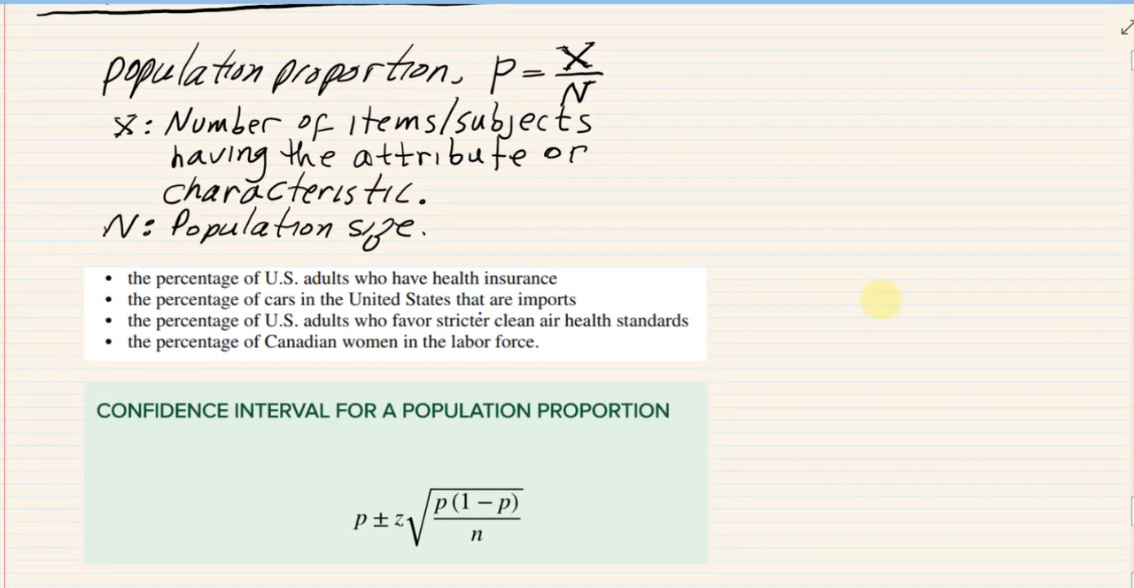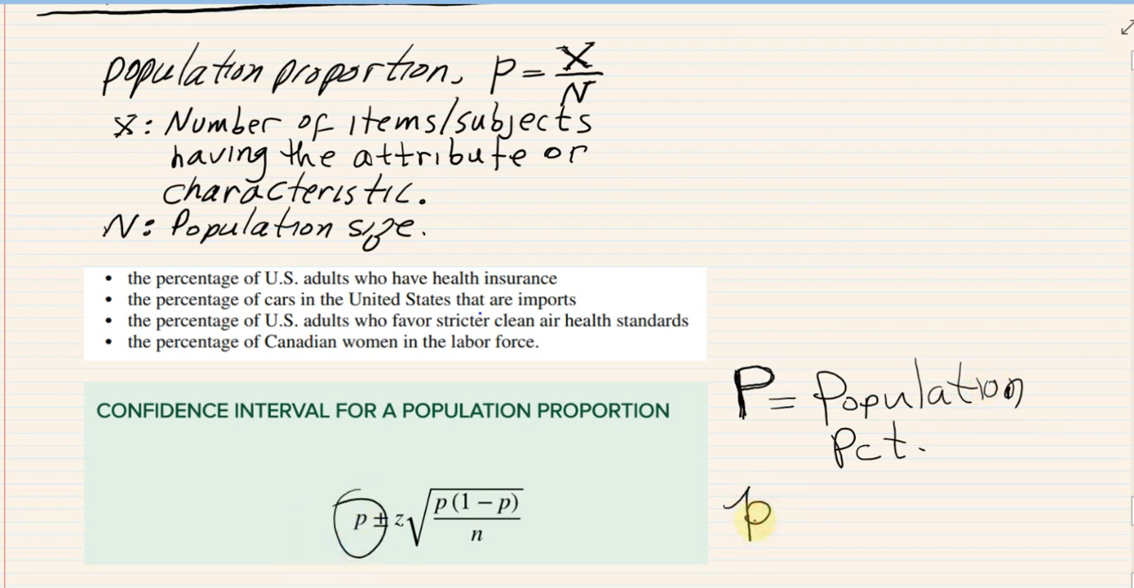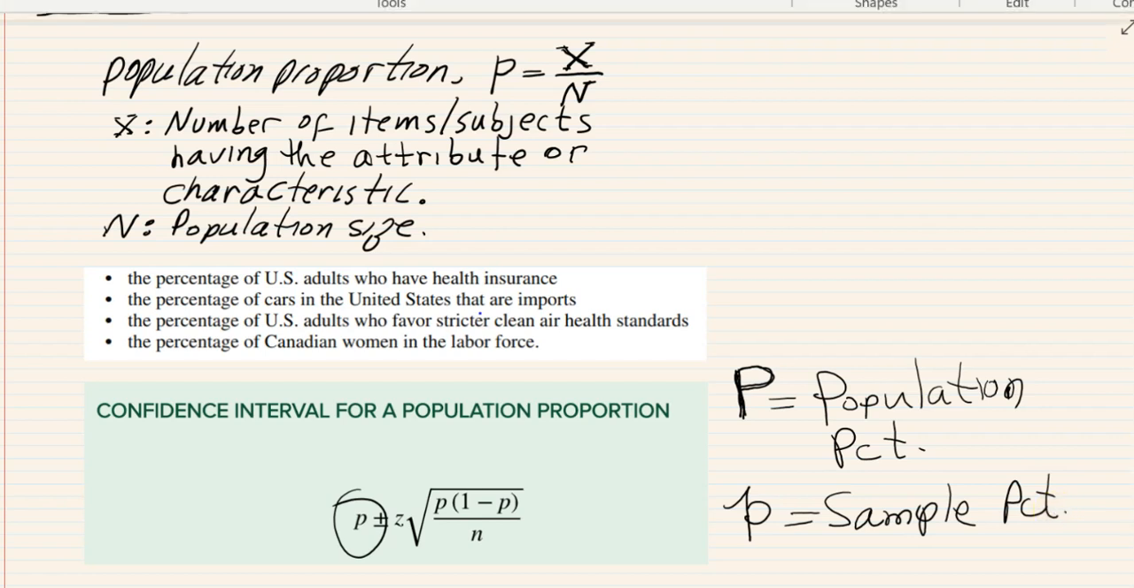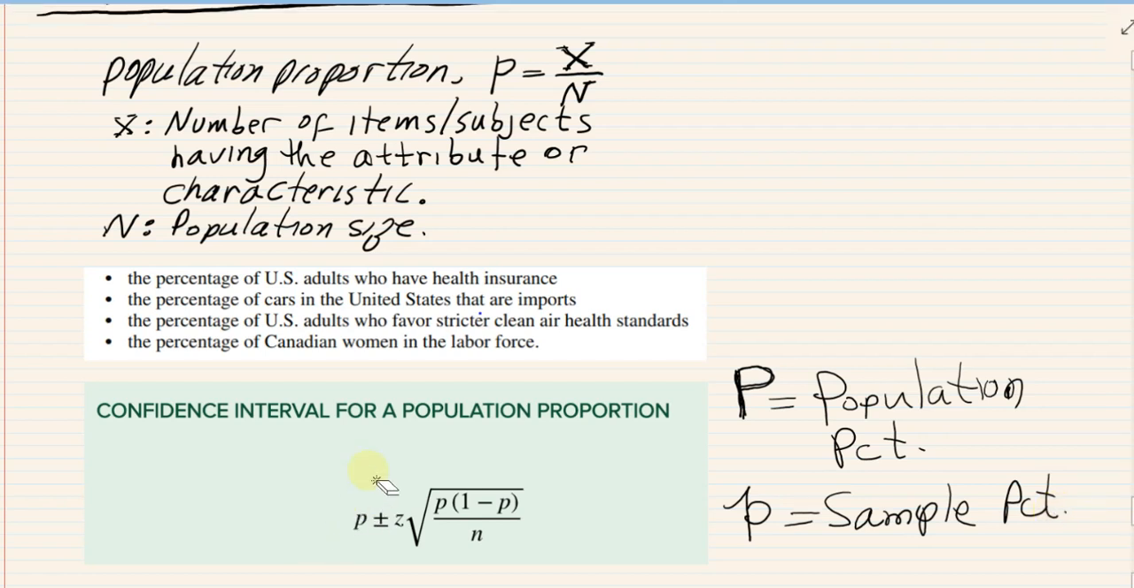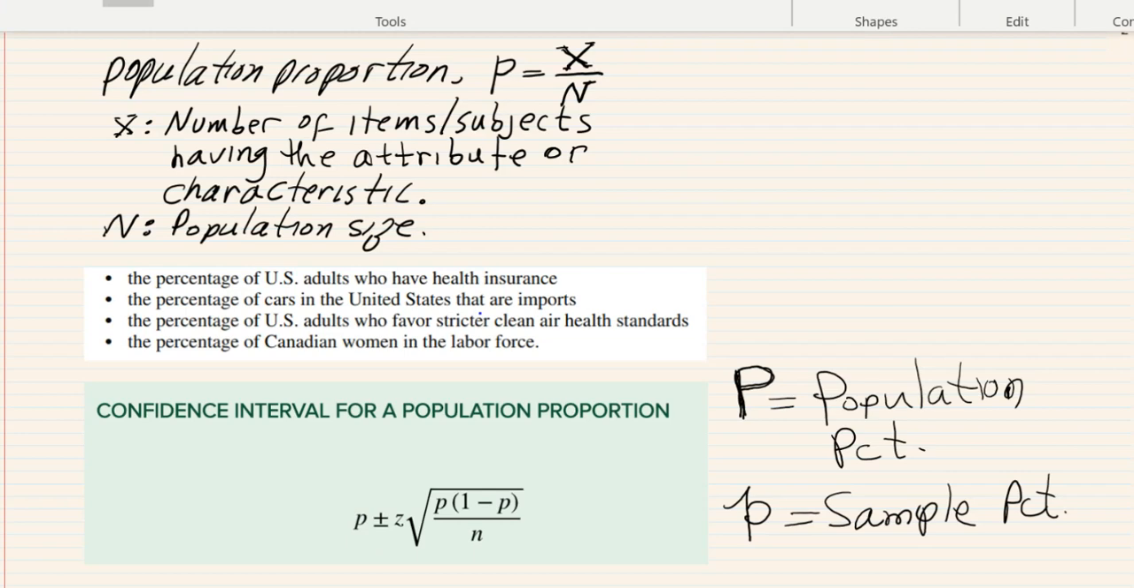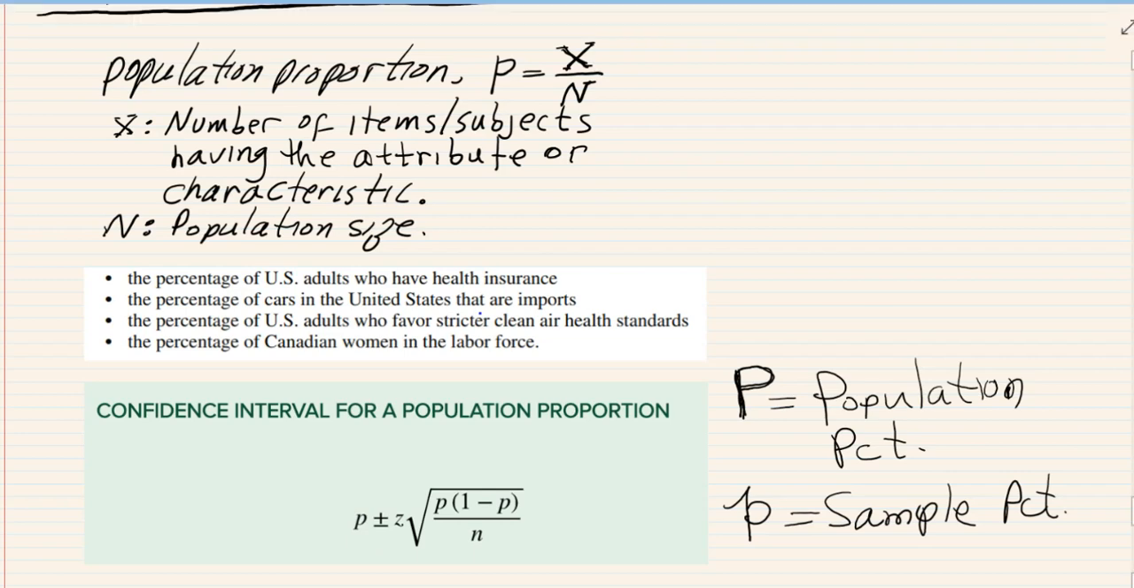And here's a formula that your book gives you. Be careful with the capital P here. This capital P is for population percentage. This P is like there, little p is sample percentage. That's what that is. So I just want to clarify that for you. Now, again, we're going to use Megastat.